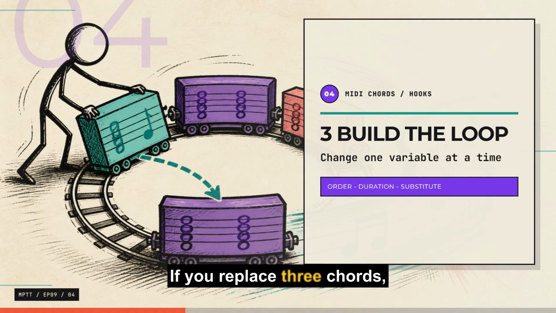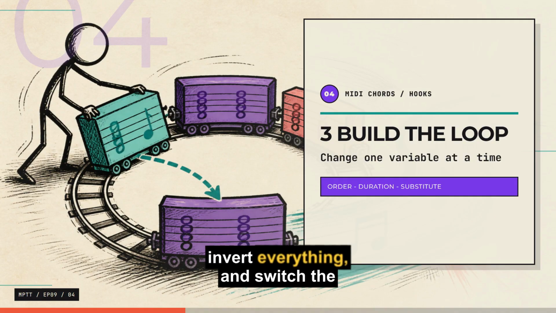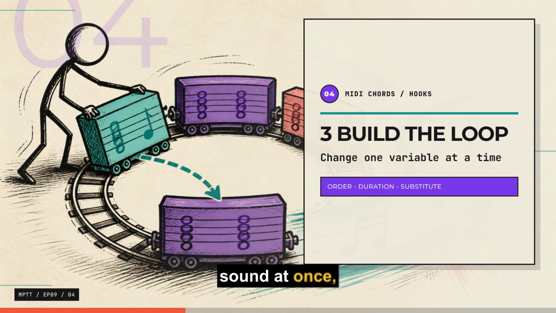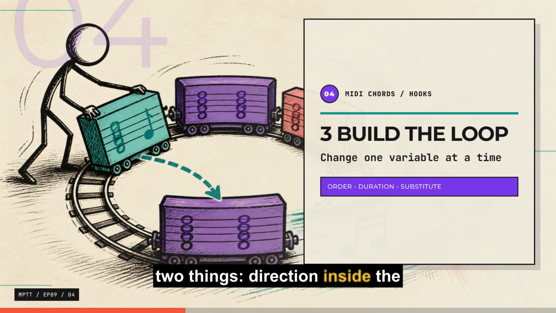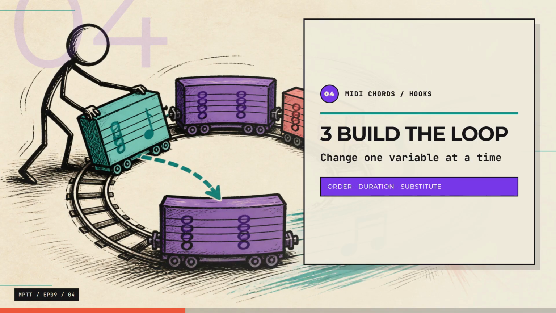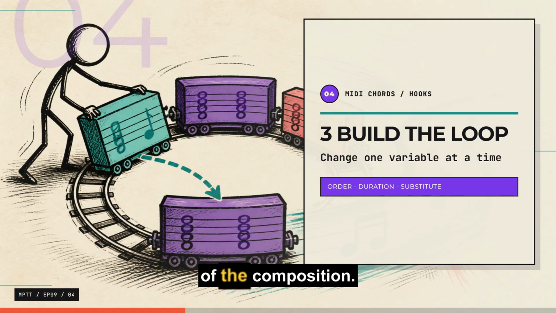If you replace 3 chords, change the rhythm, invert everything, and switch the sound at once, you won't know which decision improved the idea. Loop the progression at low volume and sing or hum over it. You're listening for two things: direction inside the 4 bars and the quality of the return from bar 4 to bar 1. The loop boundary is part of the composition.